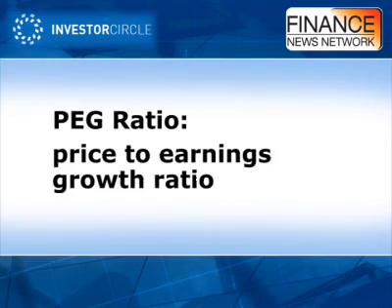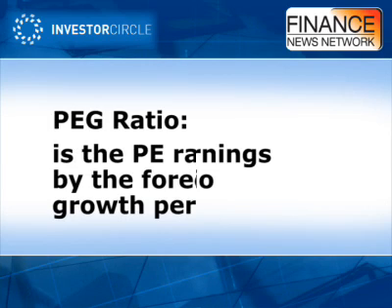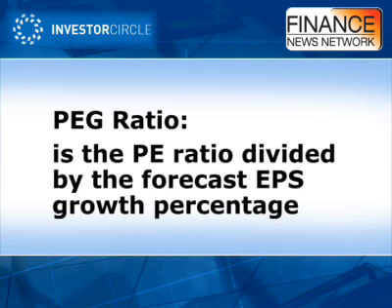Now we combine the PE ratio with earnings per share growth. Remember, earnings per share growth is the forecasted growth of the company, not the historical growth. Now, when we combine these two ratios, we create a measure of good growth at a fair price for that growth. Now let's introduce the PEG ratio, which is the price to earnings growth ratio. To calculate this, we divide the PE ratio by the forecast earnings per share growth percentage. The result is the PEG ratio.